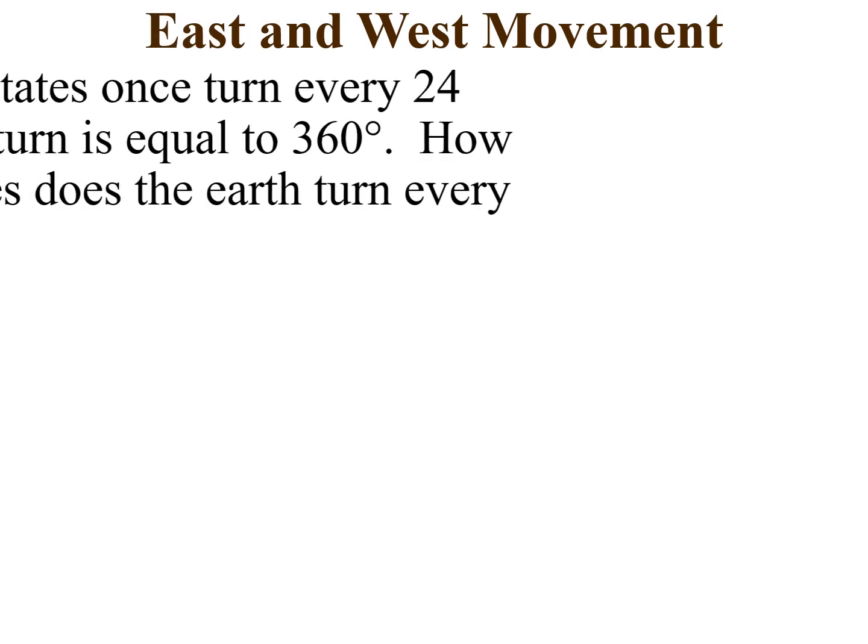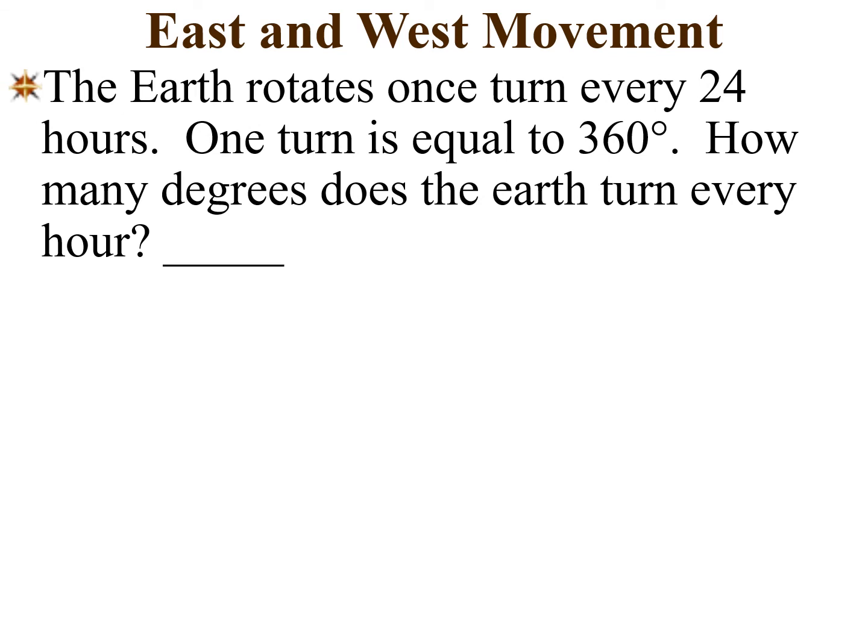How would we measure east and west movement? Well, the Earth rotates once every 24 hours. One turn is equal to 360 degrees. So how many degrees does the Earth turn every hour? If you divide 360 degrees by 24 hours, you'll come up with 15 degrees per hour. So that is how fast we turn.